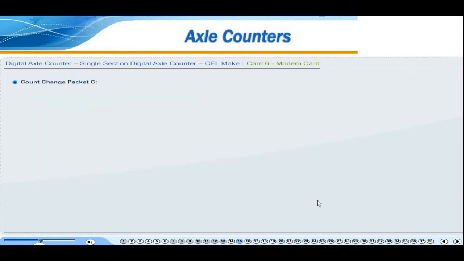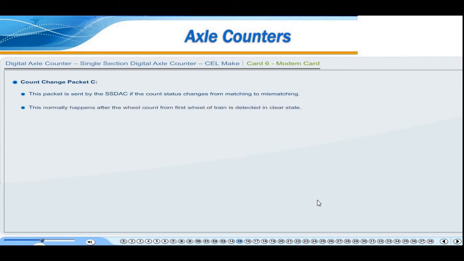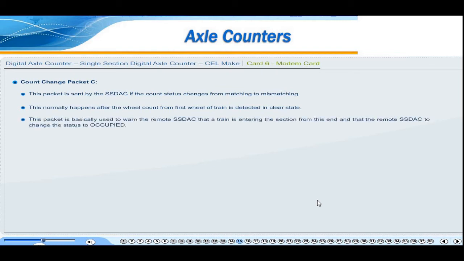Count change packet C. This packet is sent by the SSDAC if the count status changes from matching to mismatching. This normally happens after the wheel count from the first wheel of the train is detected in clear state. This packet is basically used to warn the remote SSDAC that a train is entering the section from this end and that the remote SSDAC should change the status to occupied.